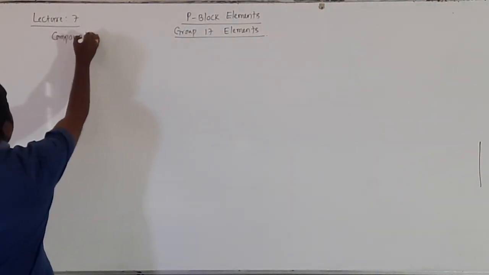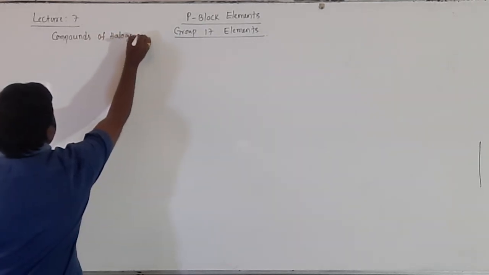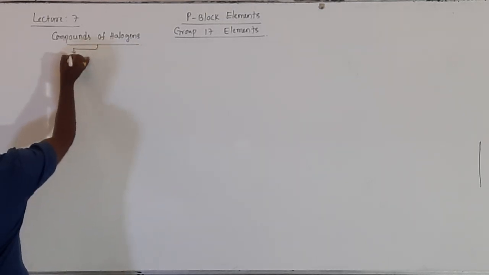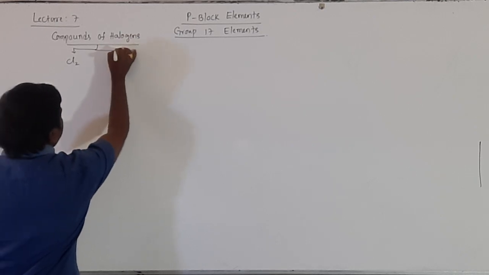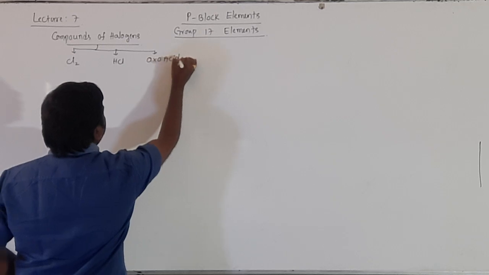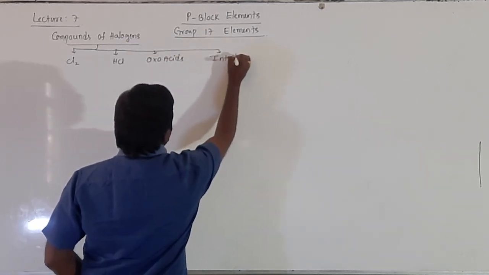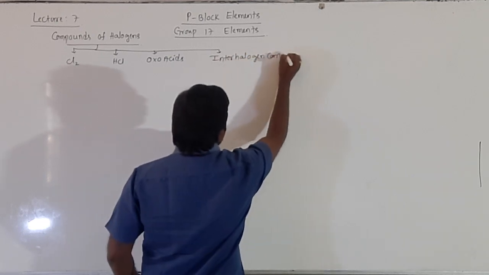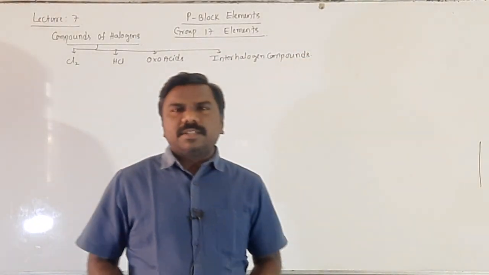Compounds of halogens, nothing but 17th group elements. In that, the first one is chlorine, second one hydrogen chloride, third one oxo acids of halogens, fourth one interhalogen compounds. Okay, now we will discuss one by one.